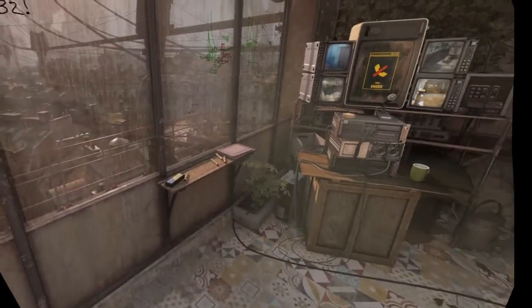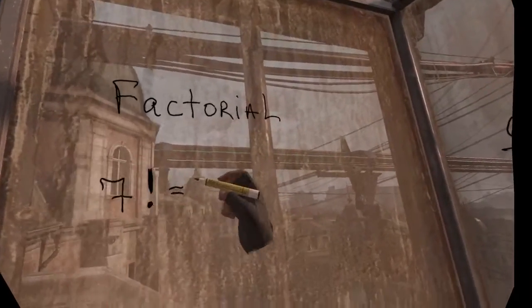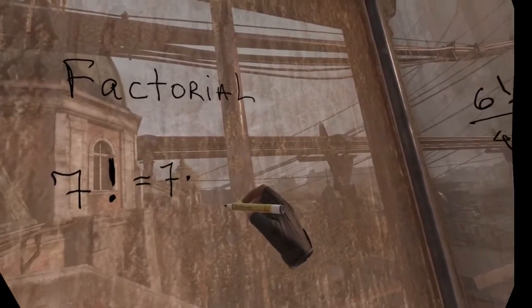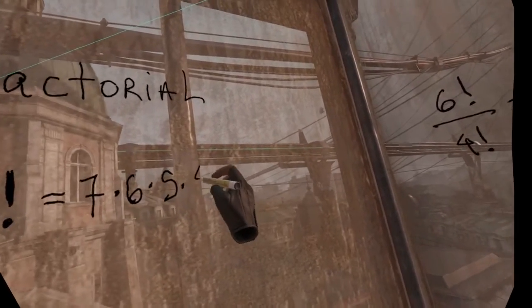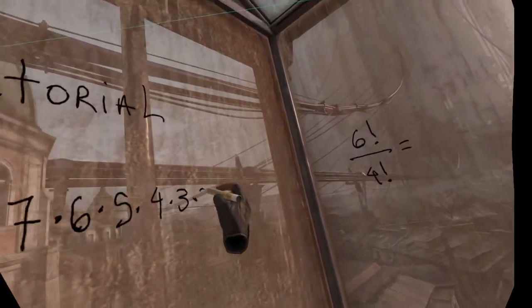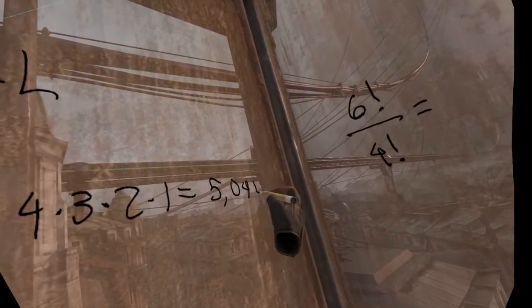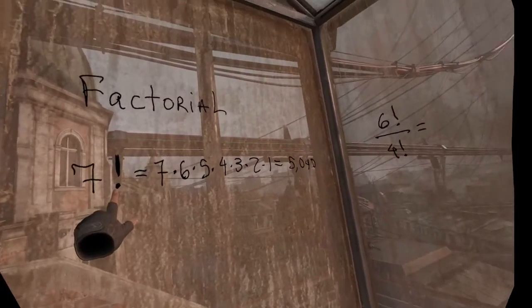Well, let me go grab my marker. There you go. So what does it mean when I have 7 factorial? This operation of the exclamation point doesn't mean, yay, 7. What it basically means is I take the number 7 and I multiply it by every single natural number that comes before 7. So that would be 7 times 6 times 5 times 4 times 3 times 2 times 1 to give us 5,040.